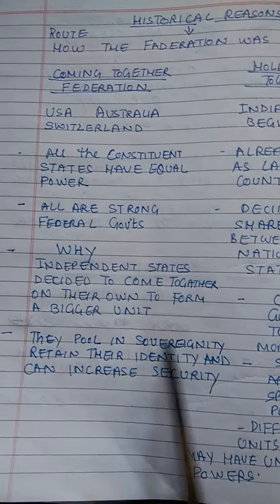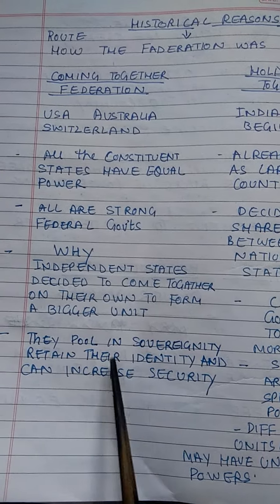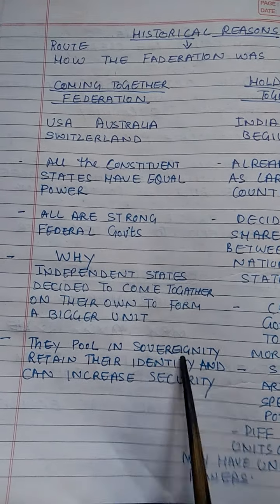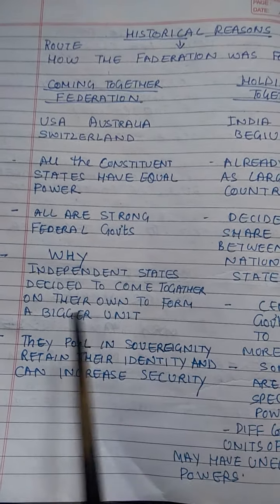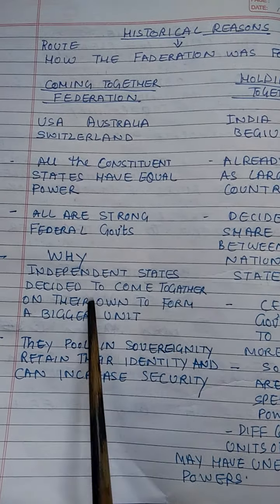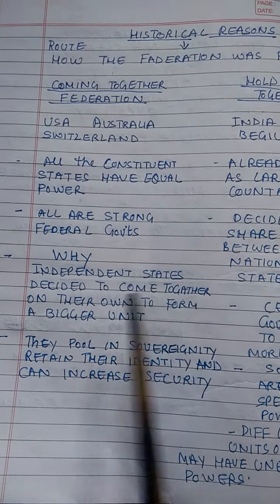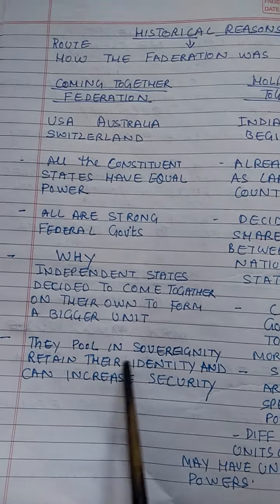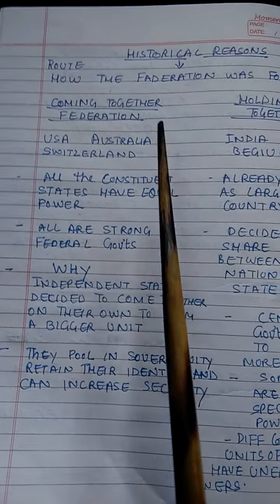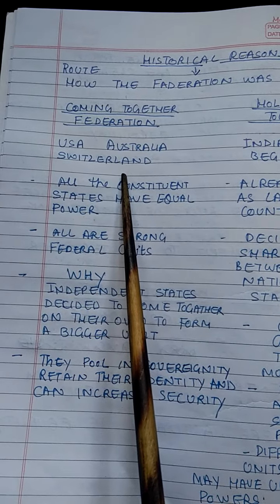So they pooled in their sovereignty, but at the same time retained their identity, and they increased their security. So what is coming together federation? Independent states themselves decided to form a federation by pooling in their sovereignty, maintaining their identity, and increasing security. So hence all these coming together states, they are equal. And USA, Australia, and Switzerland, I give you the example.